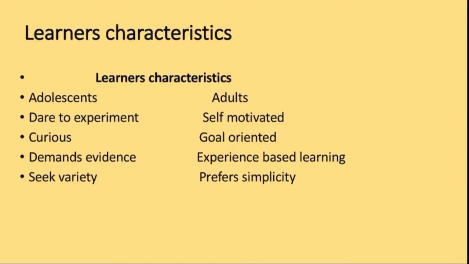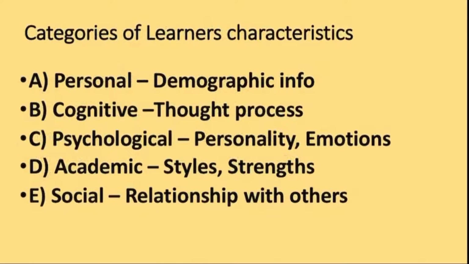When it comes to teaching methods, they seek a variety of methods. But adults prefer simple, straightforward teaching methods and they want to integrate the learning in day-to-day life experience. They are actively seeking some solution for an existing problem through learning and they are self-motivated and outcome-oriented. We will see some major categories of learners' characteristics. It is not just limited to these 5, but majorly these are the 5 categories.